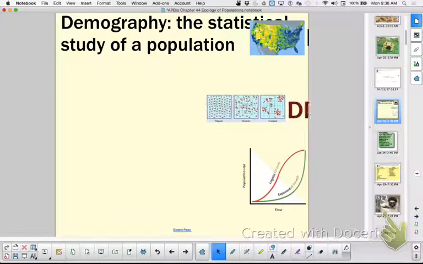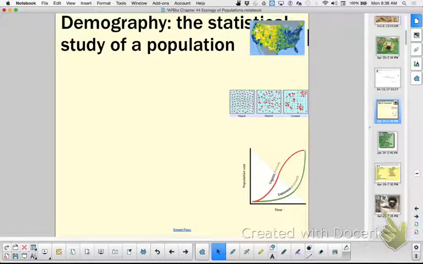And actually, let's just go to that right now. Population density is the number of individuals per unit area.